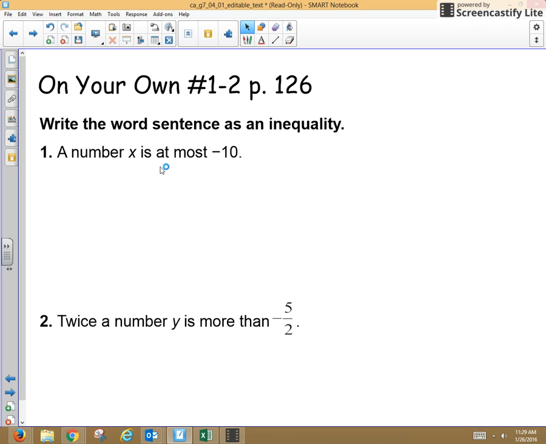A number x is at most negative 10. Refer to the chart for that one. Twice a number y is more than negative 5 over 2. Pause the video to complete these problems.